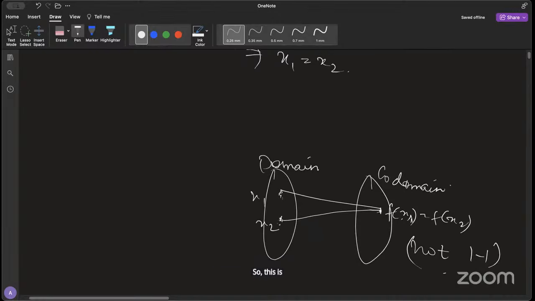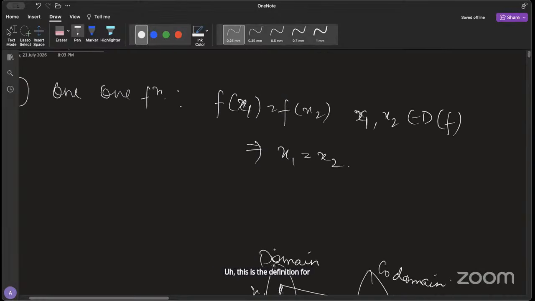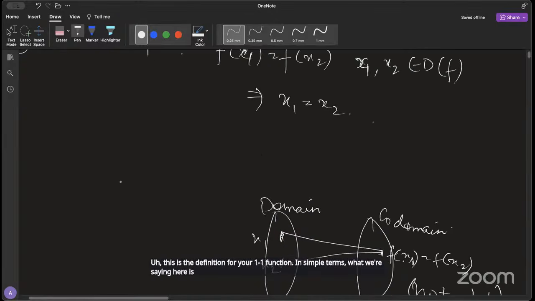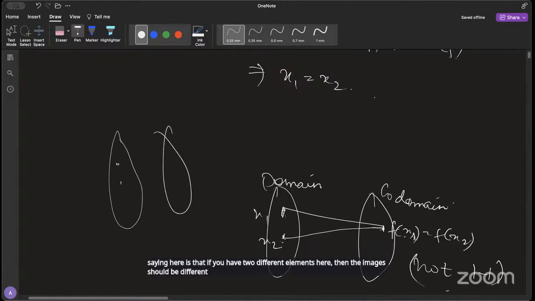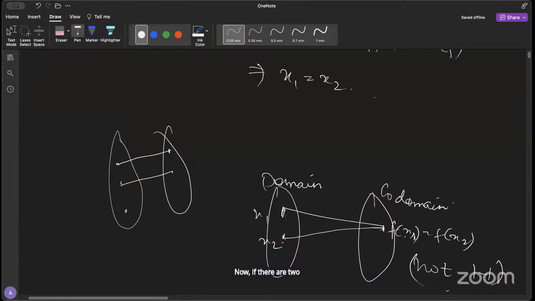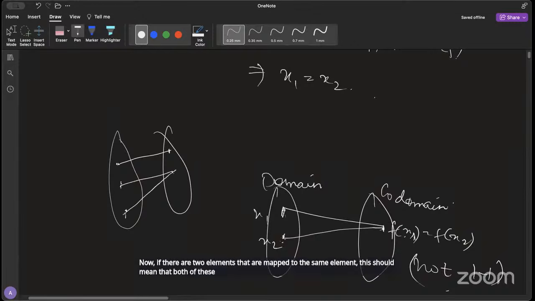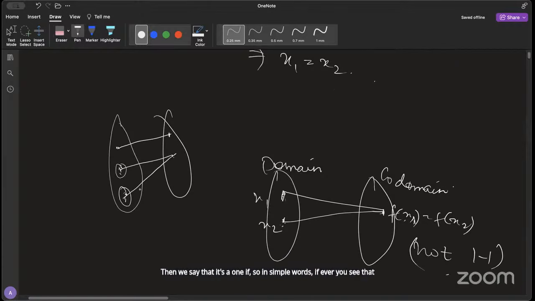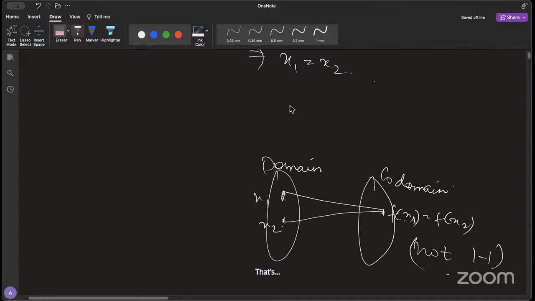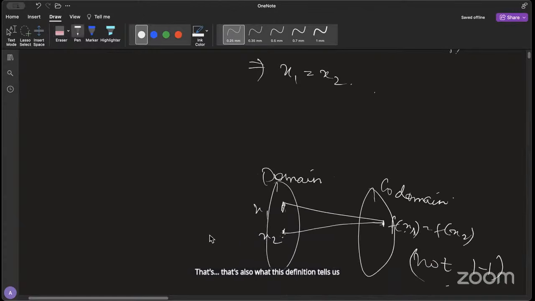This is the definition for your one-one function. So in simple terms, what we're saying is that if you have two different elements in the domain, then their images should be different. This should be mapped to some different element, and this to some other element. Now, if there are two elements that are mapped to the same element, this should mean that both of these elements are the same. They are not different elements. Then we say that it's one-one. So in simple words, if ever you see that two elements are being mapped to the same element, it's not one-one. Otherwise, it's one-one. That's also what this definition tells us about one-one functions.